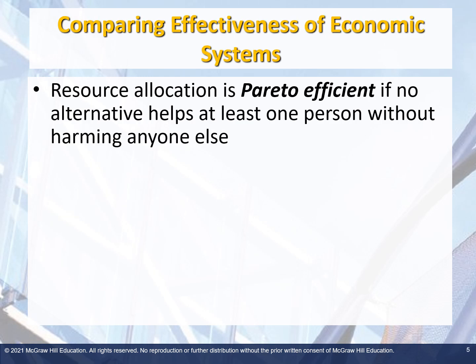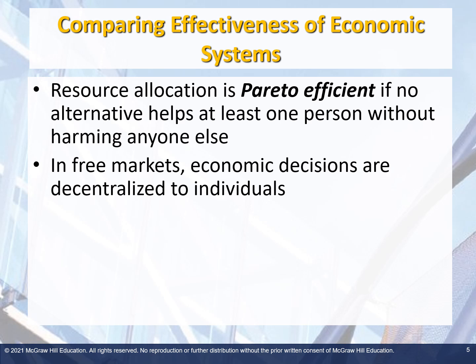Resource allocation is Pareto efficient if no alternative helps at least one person without harming anyone else. It's a key concept in economics. Imagine a situation where you have a pizza and you want to share it among your friends. If you can't give more pizza to one friend without taking some away from another, you've reached Pareto efficiency. This principle helps us understand how resources can be allocated in a way that maximizes overall welfare.